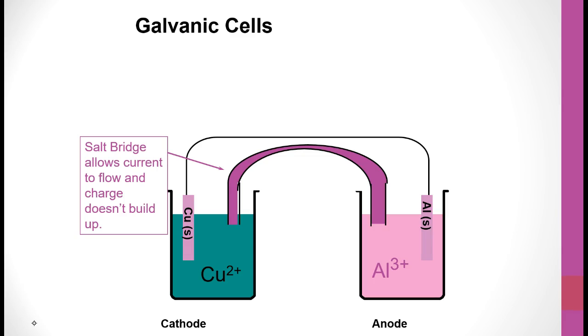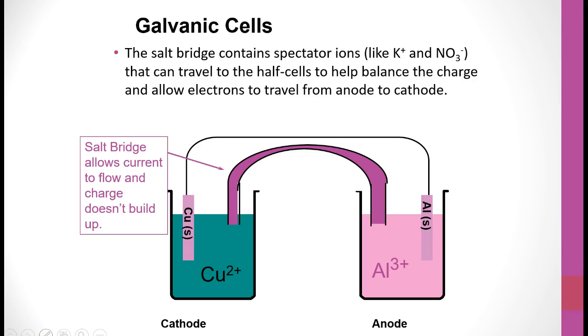What they create is this thing called a salt bridge. It allows the current to flow and charge doesn't build up. And what a salt bridge contains is typically a spectator ion.